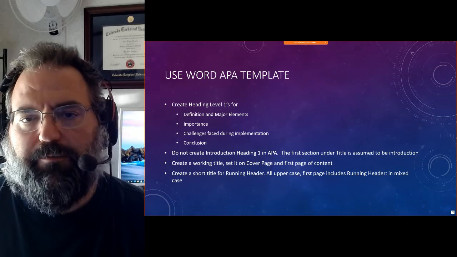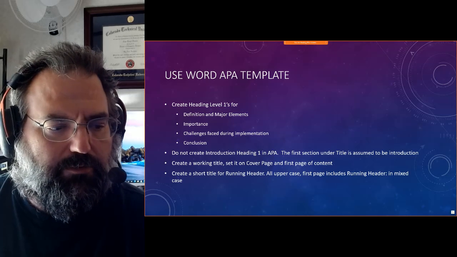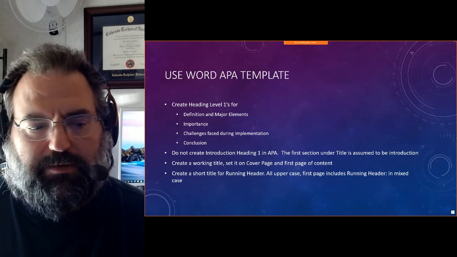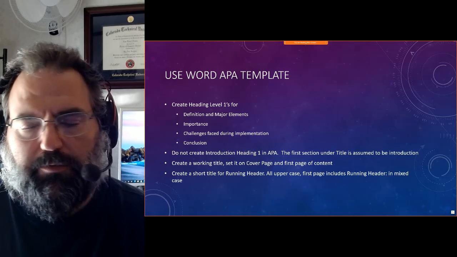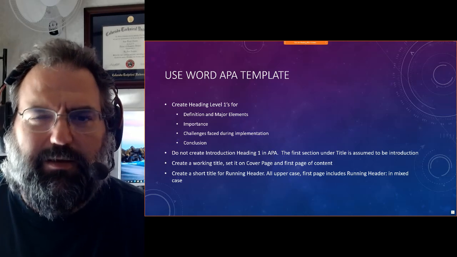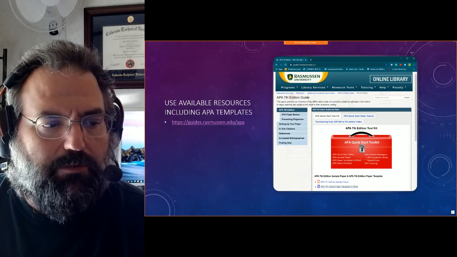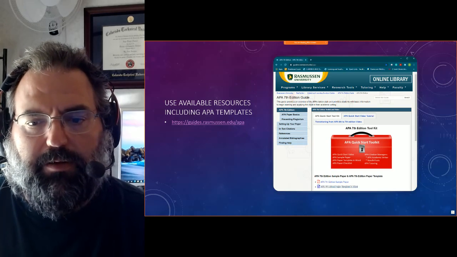The first paragraph under the title is always the introduction. And generally speaking, you want to make sure that the title on the cover page and the first page of content is exactly the same, and it should be descriptive and so on. Do use the APA template as I mentioned earlier.